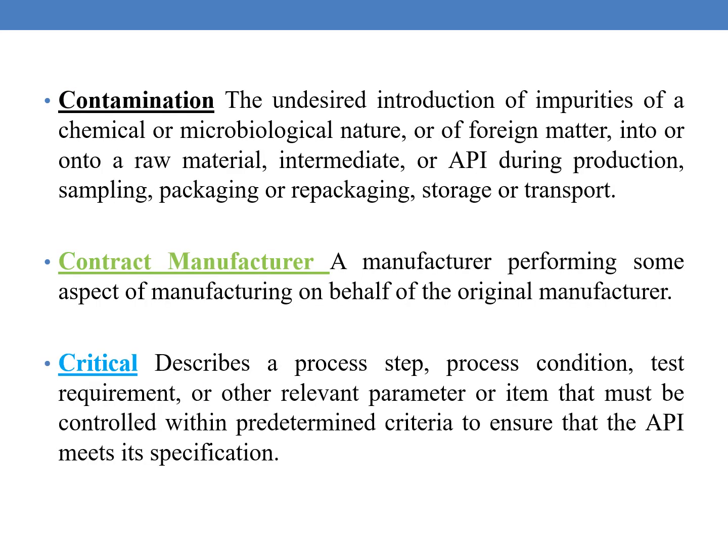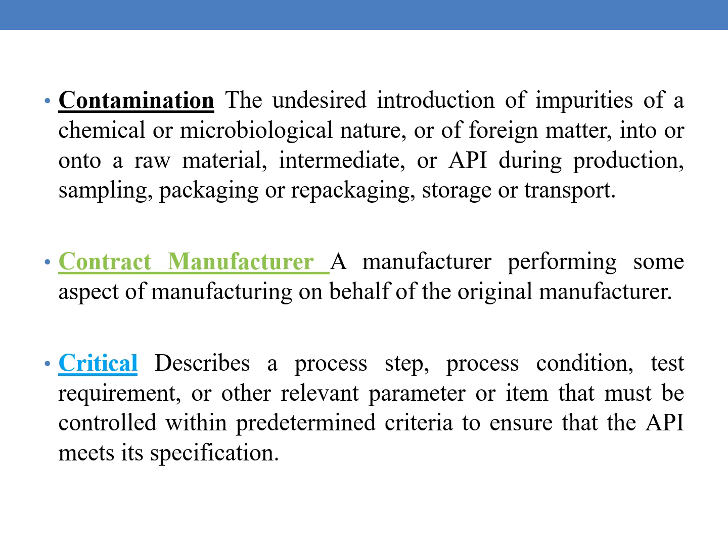Coming to contamination, the undesired introduction of impurities of a chemical or microbial nature or of foreign matter into or onto a raw material, intermediate or API during production, sampling, packing or repacking, storage or transport. At any stage, the undesirable introduction of impurities is considered as contamination. Who is a contract manufacturer? A manufacturer performing some aspect of manufacturing on behalf of the original manufacturer is called a contract manufacturer.